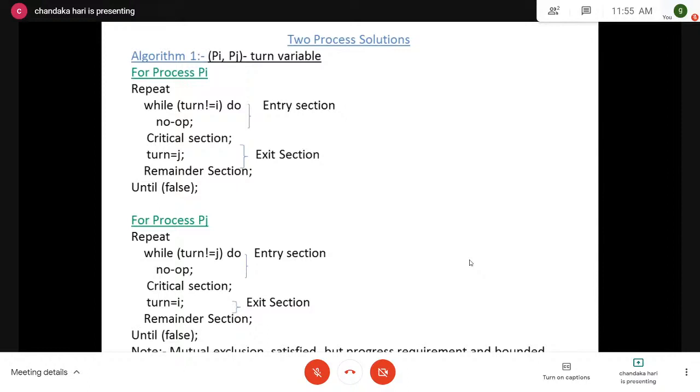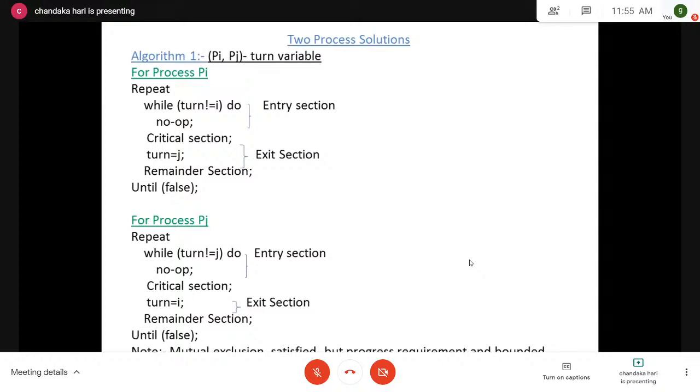We'll see. There are two processes running, process PI and process PJ. Let us assume PI and PJ are two processes running in my computer system. These two processes are sharing a common variable X.